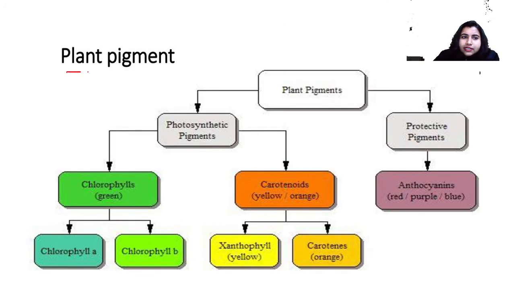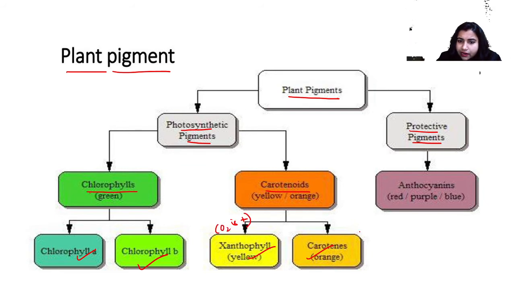Next, photosynthetic pigment. If we talk about the plant pigments, there are photosynthetic pigments, and there are some protective pigments which play a role in protection. If you see the photosynthetic pigments, they are chlorophyll and carotenoids, right? Chlorophyll A, chlorophyll B, and carotenoids are of two types, xanthophyll and carotene. What is the difference between xanthophyll and carotene? Here oxygen is present and here oxygen is absent.